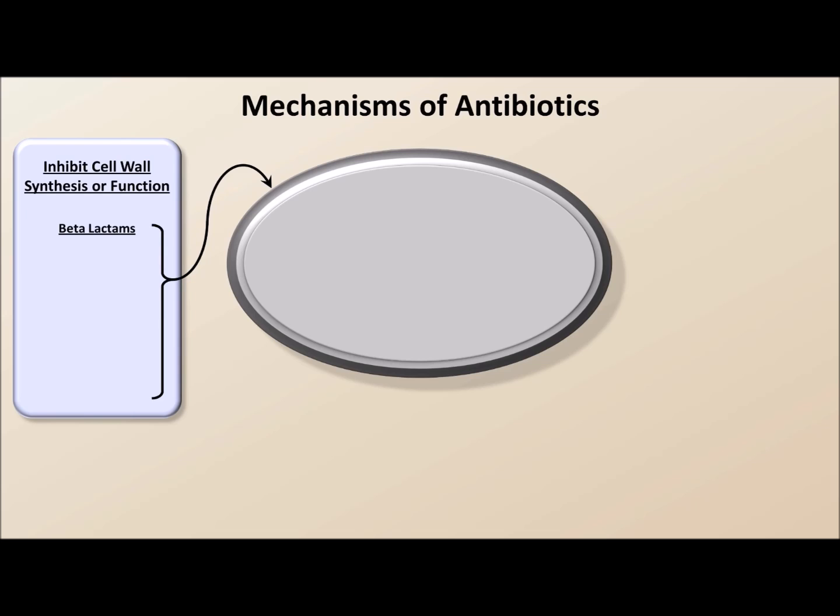This is a very diverse class of antibiotics which has subclasses and sub-subclasses. It can be broken down broadly into penicillins, cephalosporins, carbapenems, and monobactams. I will talk more about these in a few minutes.